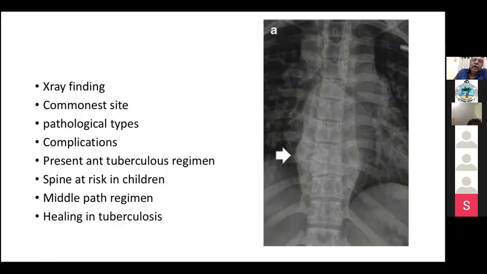So when will you stop ATT? He said that the continuation phase can be continued for 12 to 20 months, but how will you take a decision regarding stopping of anti-tuberculous treatment? Rashim?